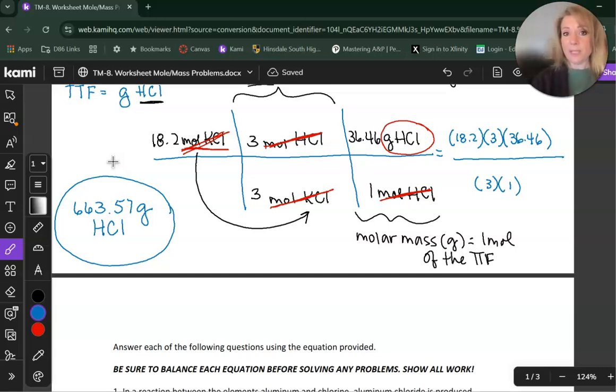So I hope that this helps you. This is the setup for solving mole to gram problems. In the next video, I'm going to show you how to solve the opposite way. If you're given grams, how can you figure out how many moles of a substance you have?